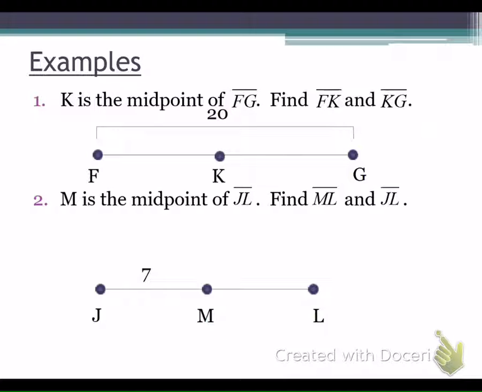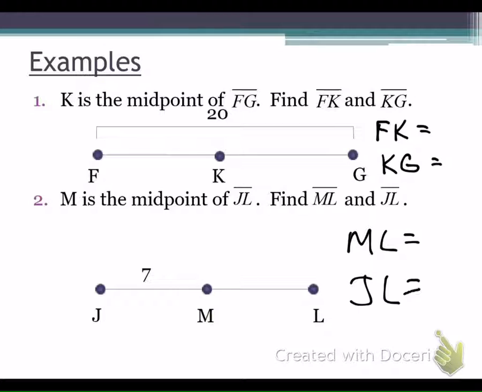So yeah, you can just put number 1 and then draw the diagram. Number 2 and then draw the diagram. Now, instead of writing out what we're asking you to find, we'll just write off to the side that we're looking for FK equals, KG equals. Down here we're looking for ML equals and JL equals.